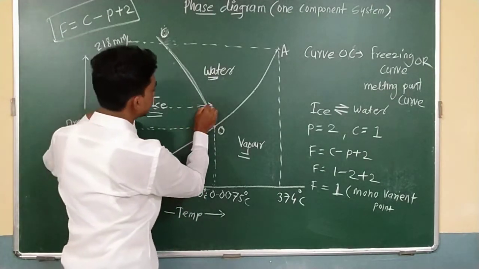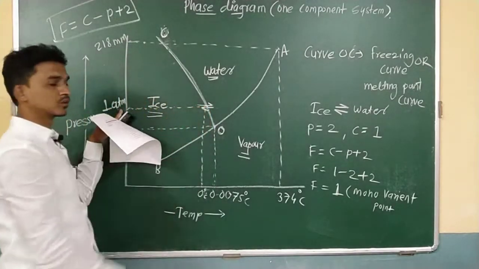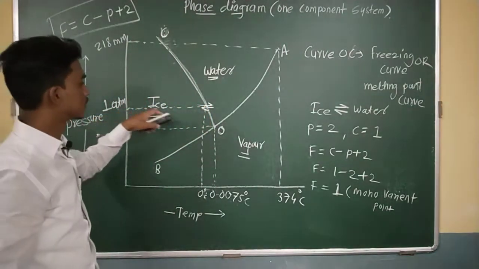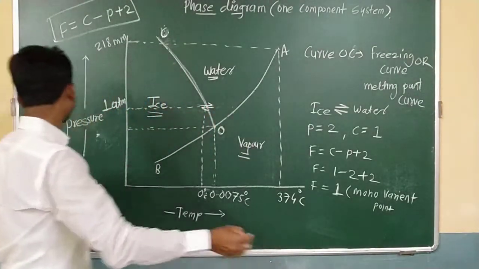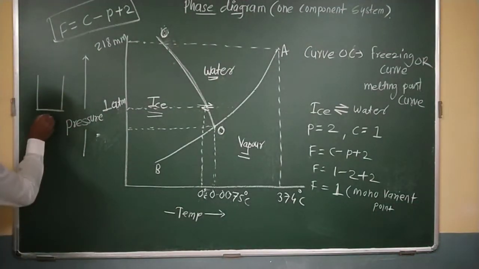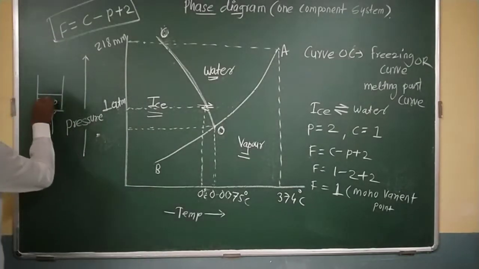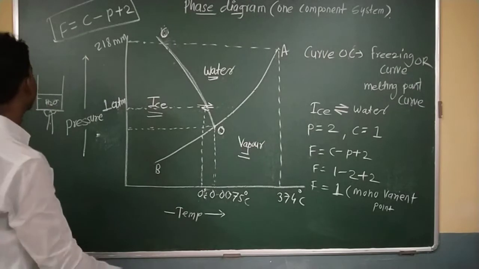Now I increase the temperature, and the pressure is constant. That means 1 atmospheric pressure is kept constant, and I am just increasing the temperature. Suppose this is a beaker, and here is the burner. This beaker contains water molecules. It may be in solid form, that is ice, or it may be in liquid form.